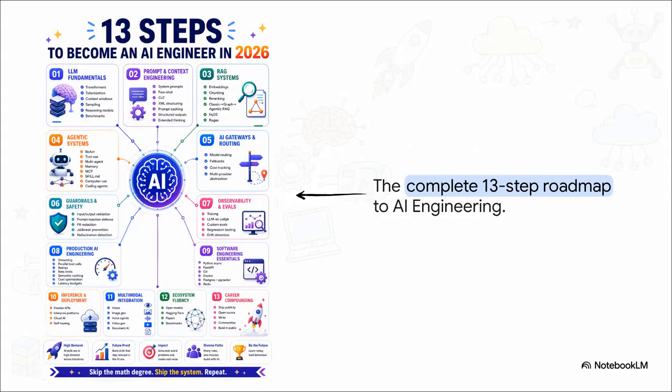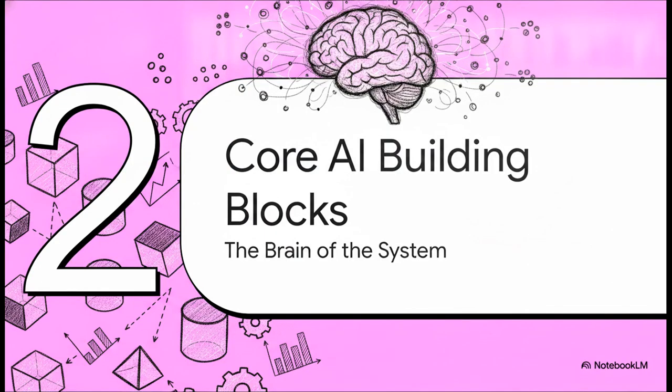So what does it actually look like to build in the AI era? Okay, I know, at first glance, this complete 13-step roadmap looks like a giant, overwhelming puzzle. We've got nodes and branches shooting off in literally every direction, covering everything from LLM fundamentals to deep software engineering essentials. But don't worry, stick with me, because by the end of this explainer, you're going to understand exactly how every single one of these pieces connects. Moving into phase 2, core AI building blocks.